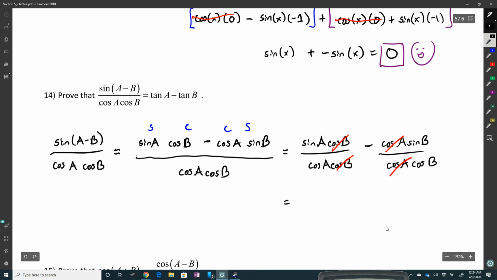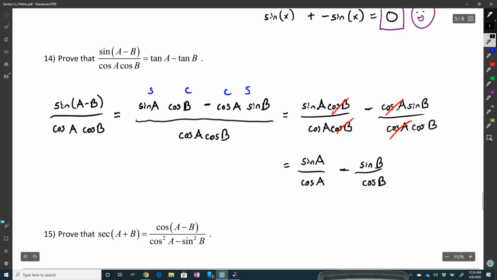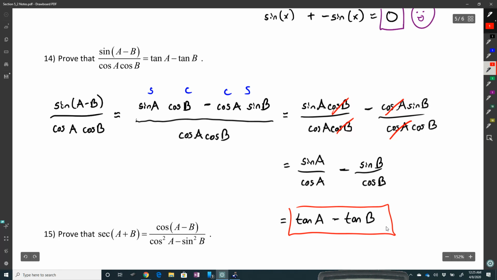And you're left with sine A over cosine A minus sine B over cosine B. And that's the definition for tangent. So that gives you your final answer: tangent of A minus tangent of B. So this was another one where they just want you to just use the formula and chug it out.